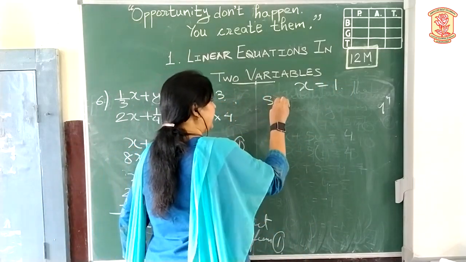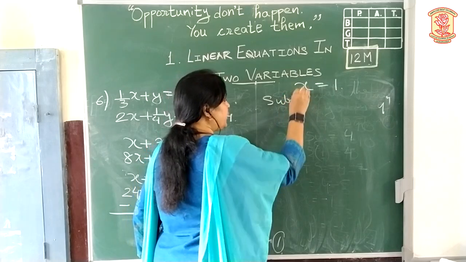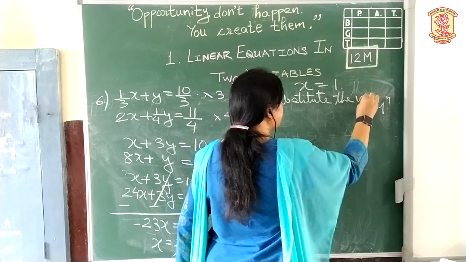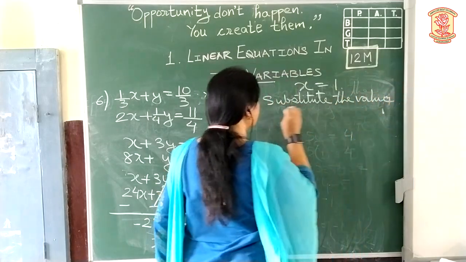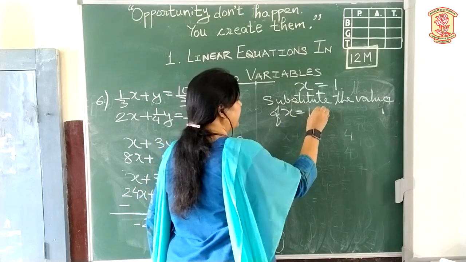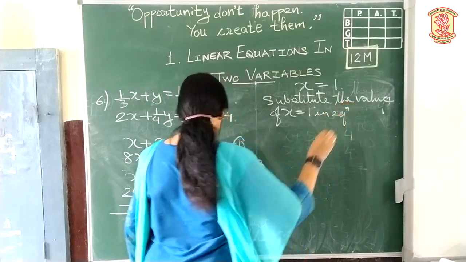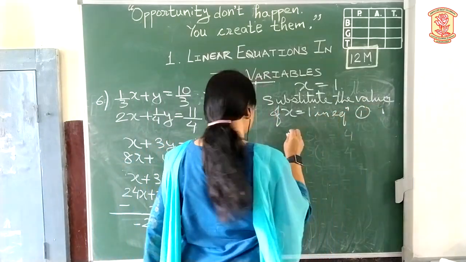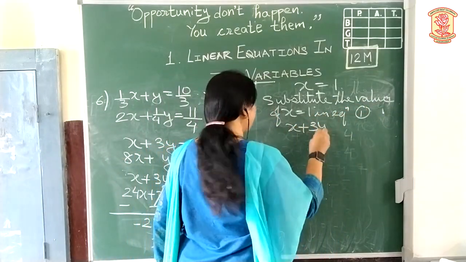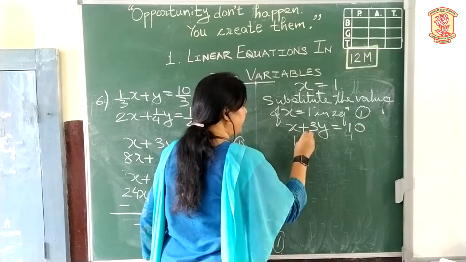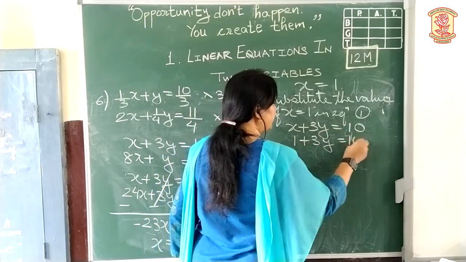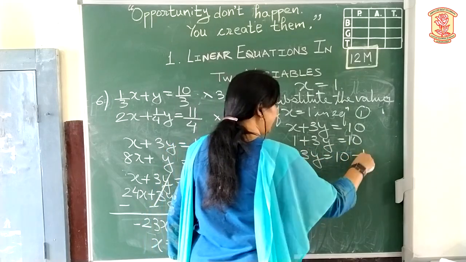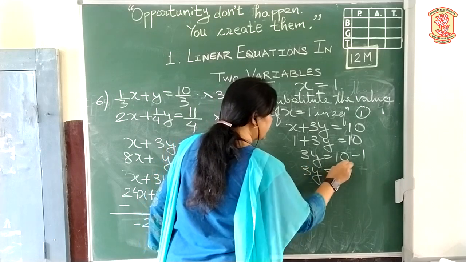Similarly, as we have done in the previous problems, substitute the value of x equals to 1 in equation. Which of the two is the simpler one? We'll take the first one, equation 1. That is x plus 3y equals to 10. That is 1 plus 3y equals to 10. So 3y will be 10 minus 1 when it goes on the other side, plus becomes minus. So we get 3y equals to 9.